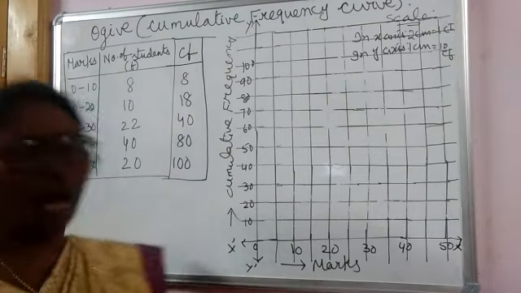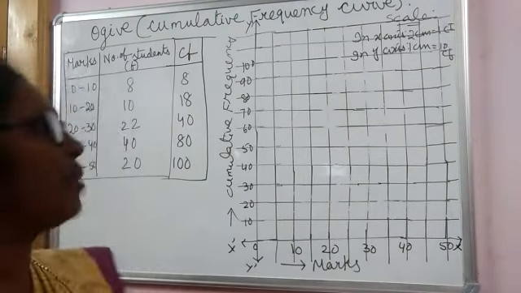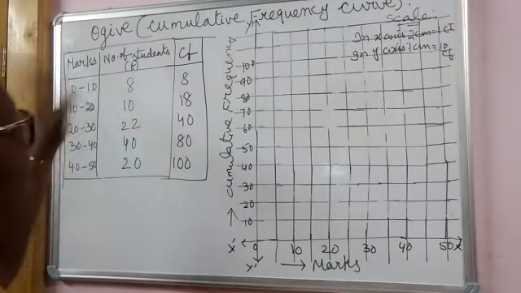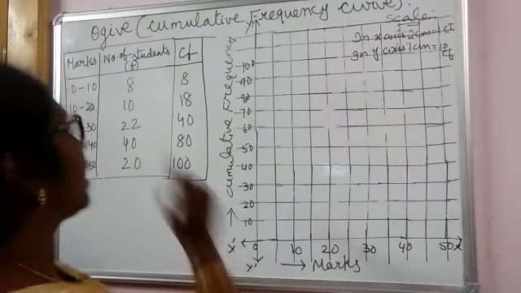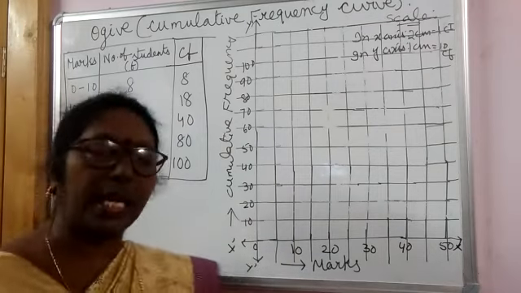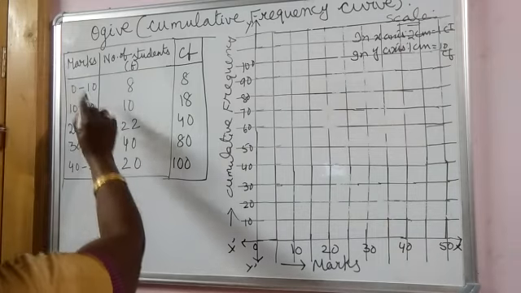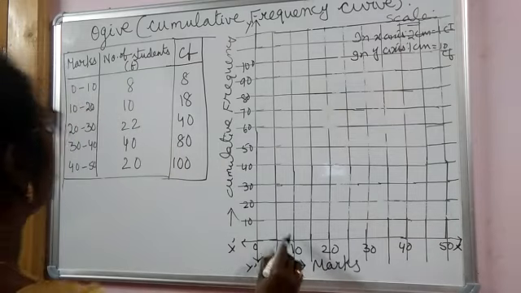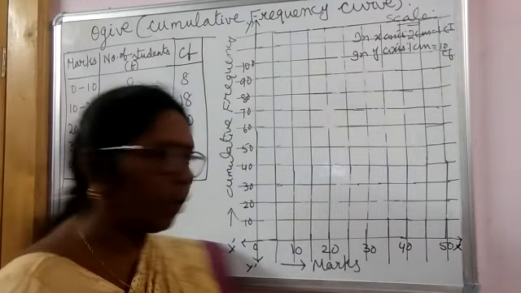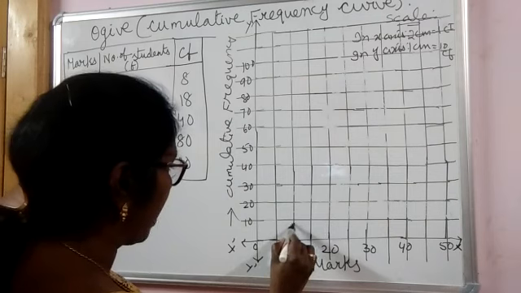Now how to construct the Ogive or cumulative frequency curve? It is very important to remember that the upper limit of each class interval is to be taken as the x coordinate, and its corresponding cumulative frequency is to be taken as the y coordinate. For the first class interval, 10 is the upper limit, 8 is the cumulative frequency. So here 10, 8 is somewhere here.